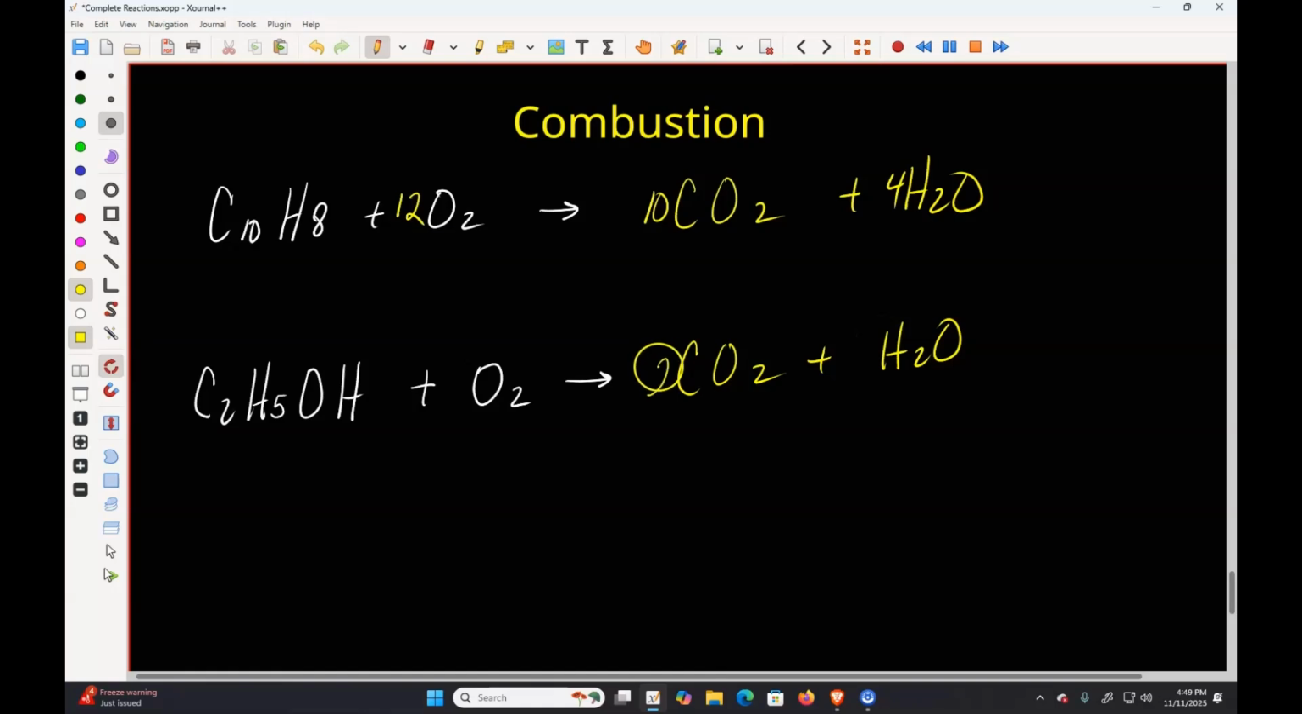So I have 2 carbons. I need 6 H's, so I'll put a 3 here. I have 3, 4, 7 oxygens. 6 and 1 is 7 oxygens.